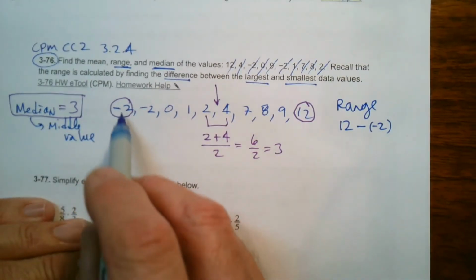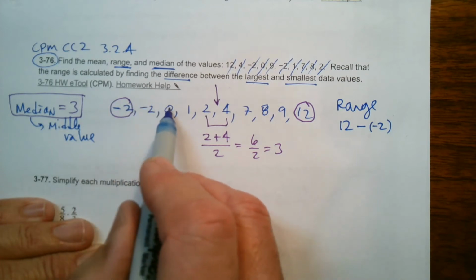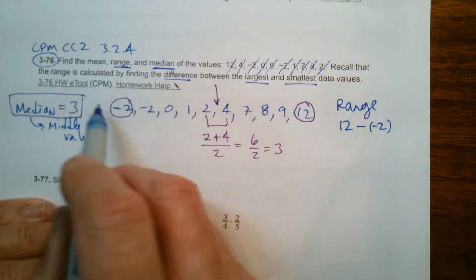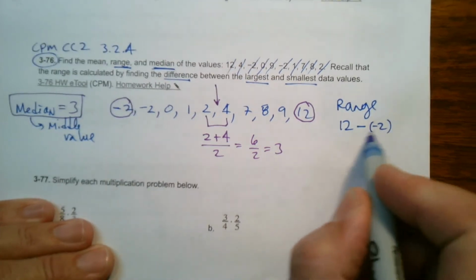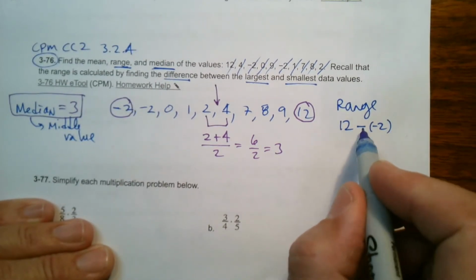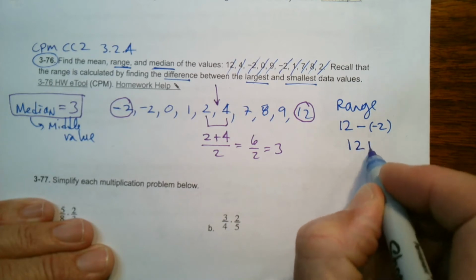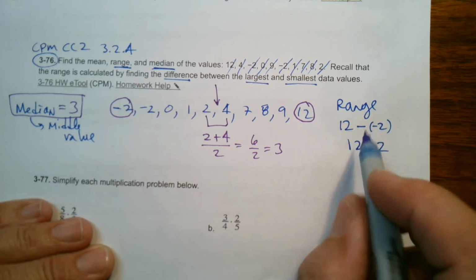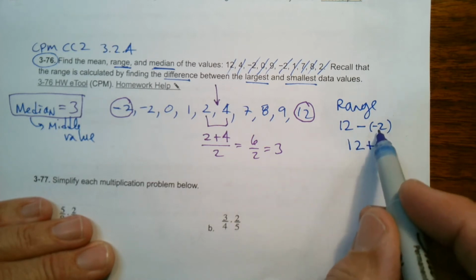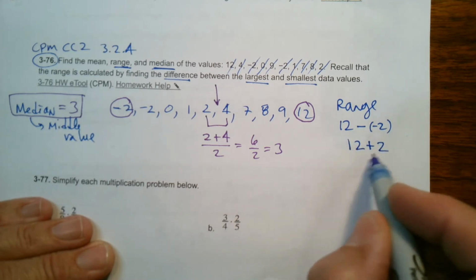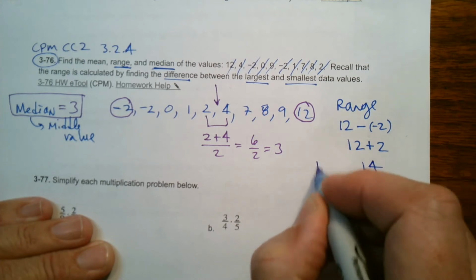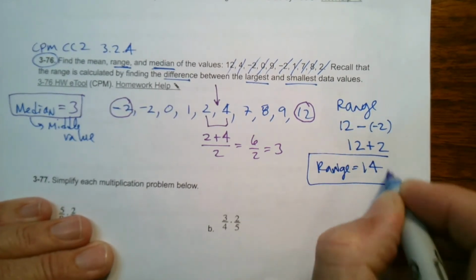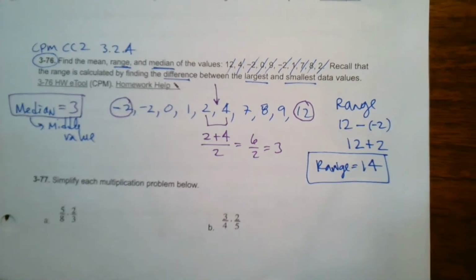What's their range? From -2 to 0 is 2, and then from 0 to 12 is 12 more, so that's a total of 14. Or you can look at it as the range being the difference. So 12 minus -2 is the same thing as 12 plus 2, right? Subtraction is adding the opposite, so the opposite of -2 is +2. So we end up with 14. So my range, and I'll put this down here, is equal to 14. I'll put a box around that.